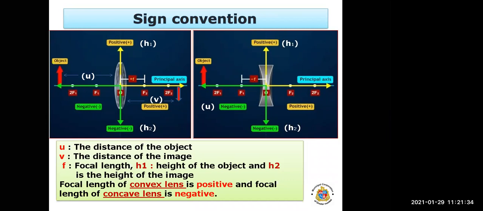U is the distance of the object from the lens. V is the distance of the image from the lens. F is the focal length. H1 is the height of the object and H2 is the height of the image. The focal length of the convex lens is positive, and the focal length of the concave lens is negative. So you should know these things.